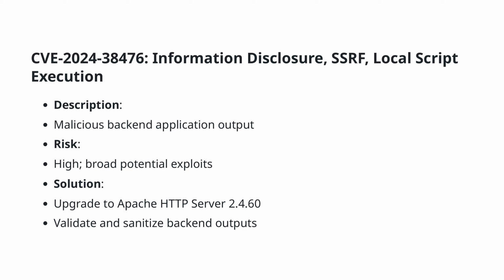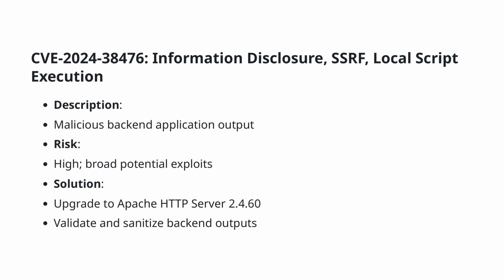2024-38476. This vulnerability involves information disclosure, server-side request forgery, SSRF, and local script execution. Essentially, a malicious backend application can output sensitive information or execute scripts, leading to potentially broad and severe exploits.